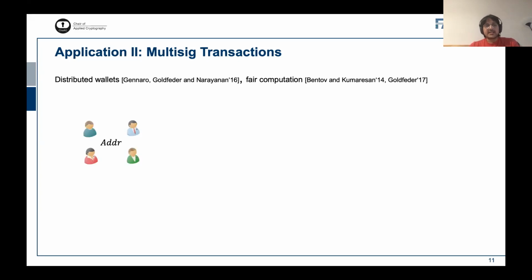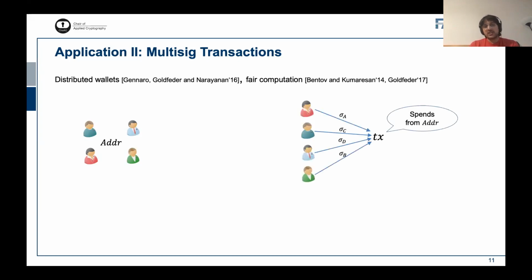The setting is that there is an address that is shared between multiple users. This means that there is some transaction that wants to spend from this address, and to do this, all the users who share this address have to generate a signature on this transaction. This is what the shared address means. And there is a variant of this: you can have a threshold signature policy where at least some threshold number of parties need to sign on the transaction to spend from this shared address.